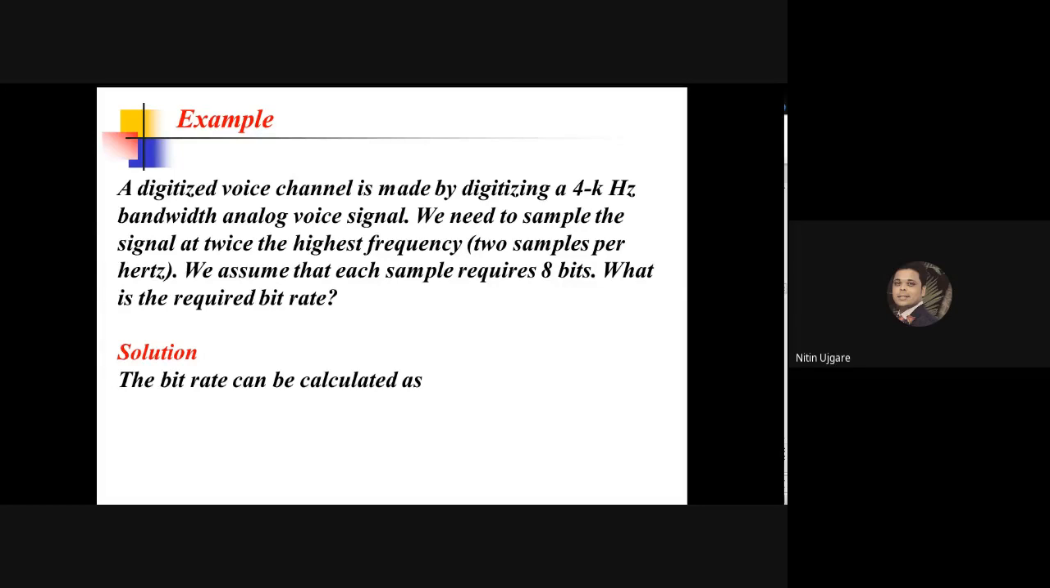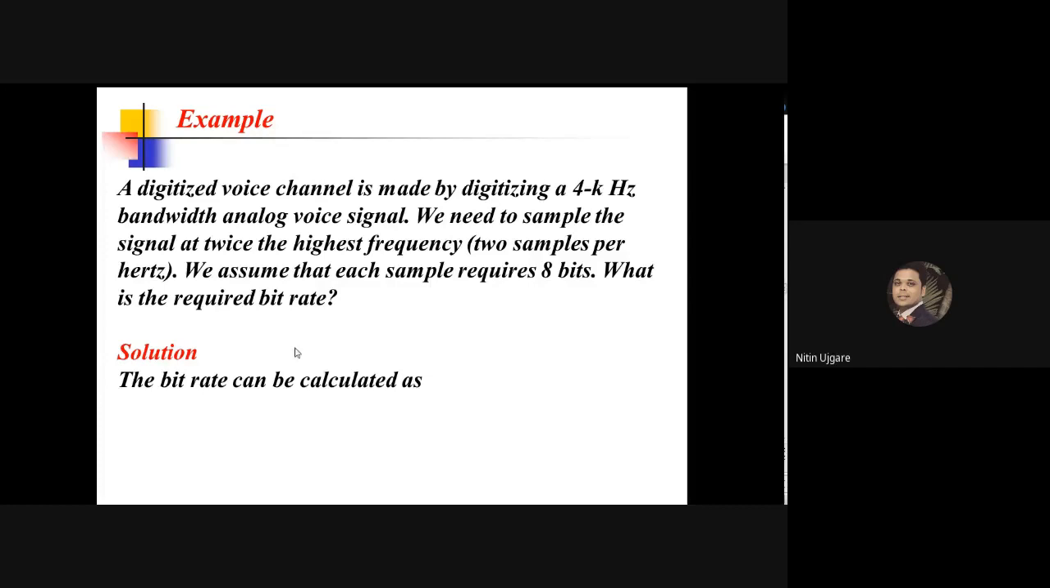In the same way, suppose a digitized voice channel is made by digitizing the analog voice signal at 4 kilohertz bandwidth. We need to sample a signal at twice the highest frequency, so 2 samples per hertz. We assume that each sample requires 8 bits. So what is the required bit rate?